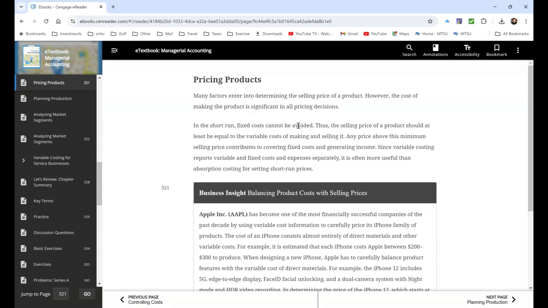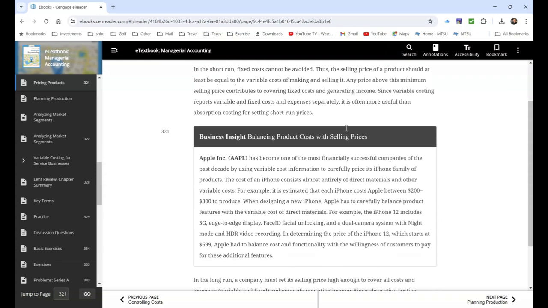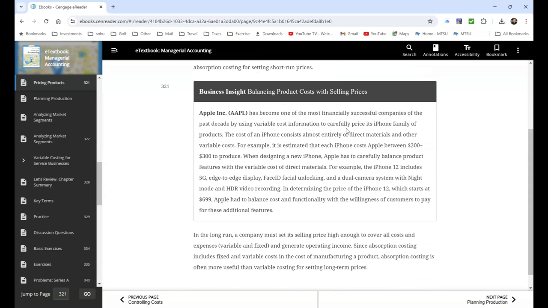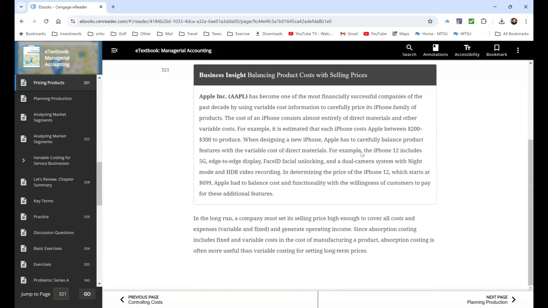In the short run, fixed costs cannot be avoided. So pricing products, you have to know how much it costs so that you can price your products. And then you have to be competitive with the market. You can't just say, well, I'm going to set up this manufacturer and I'm going to price this and just assume that the consumer is going to take that. That's not the case. You can't be selling an iPhone 14 for X amount if Samsung is selling an equivalent phone for $200 less.